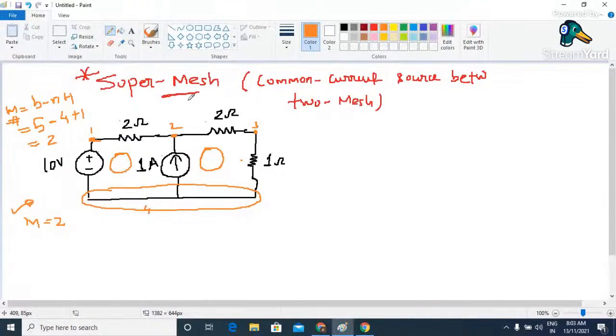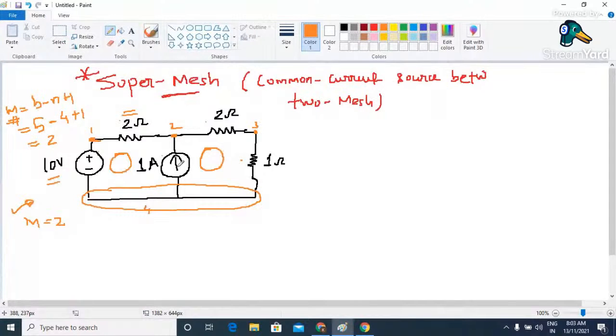Because it is a super mesh, you cannot apply Kirchhoff's voltage law over here directly, because if you try to apply Kirchhoff's voltage law in the first mesh, you can easily find out what the value of voltage across this will be. You can easily find out the voltage across this. But it is not possible to find out the voltage which is going to be developed across this, because we don't know the internal resistance of this particular current source.